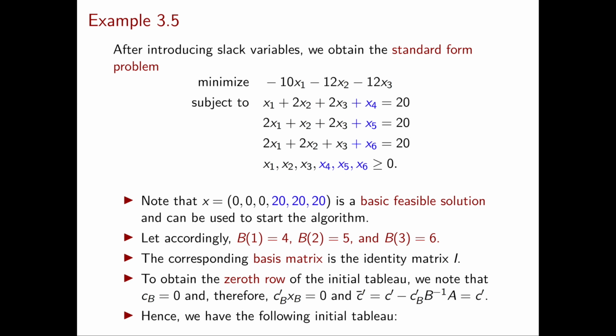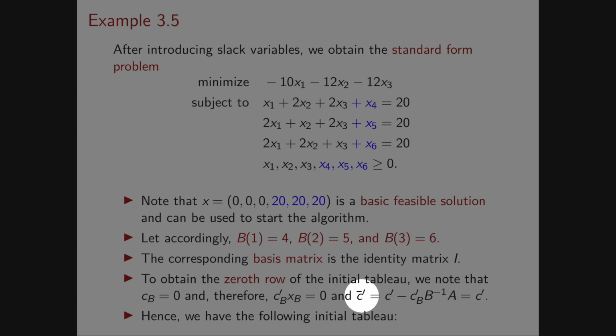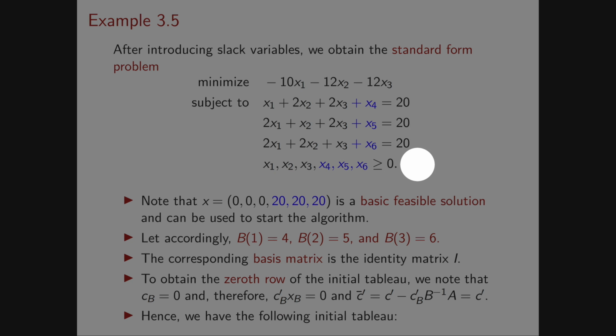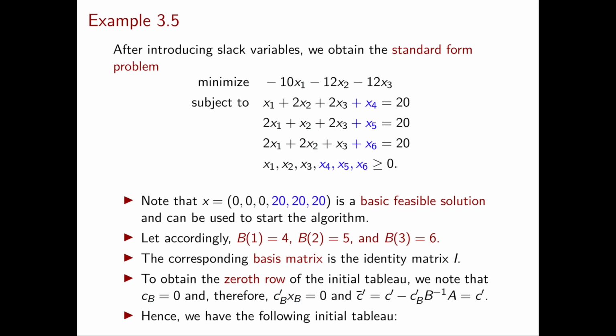The formula for the reduced costs is c bar transpose equal to c transpose minus c_B transpose B inverse A. Once again, c_B is 0, so this is simply c transpose. So also in the 0th row, we can just copy-paste the coefficients of the objective function. We are now ready to fill in the initial tableau.